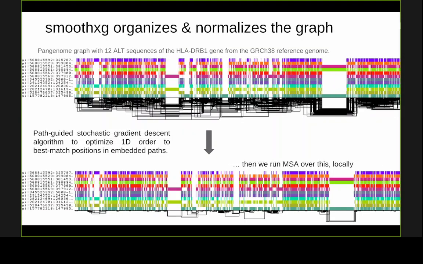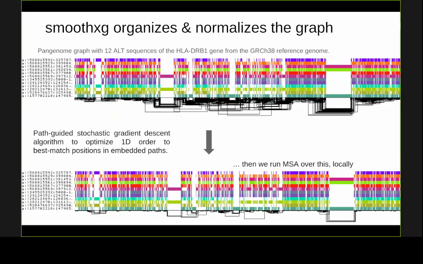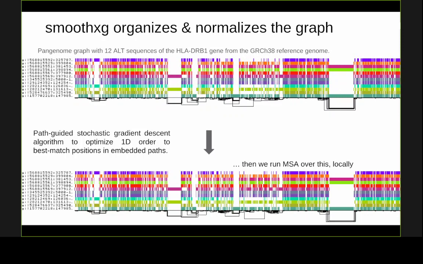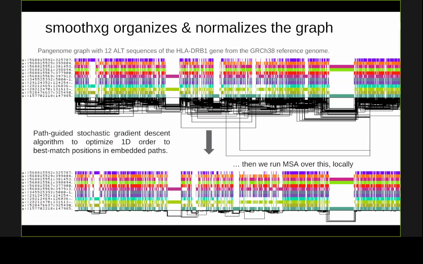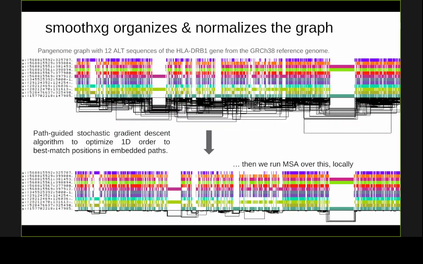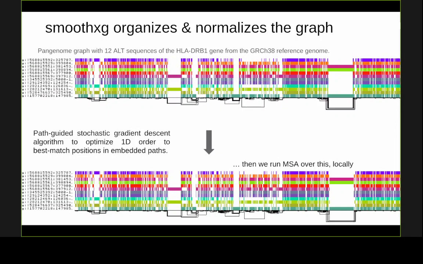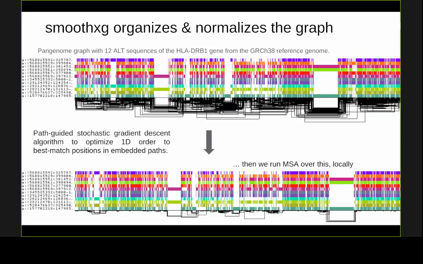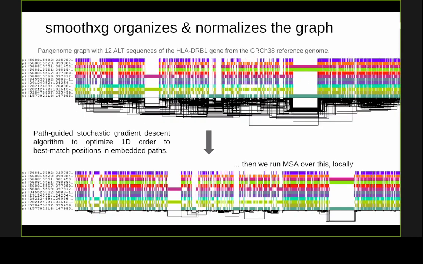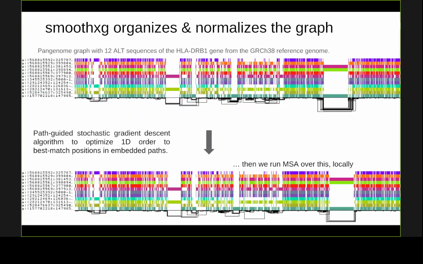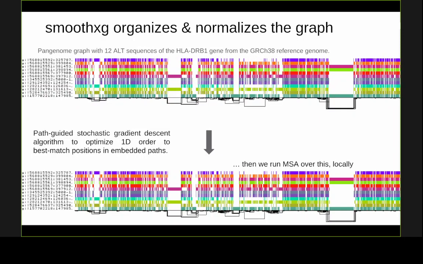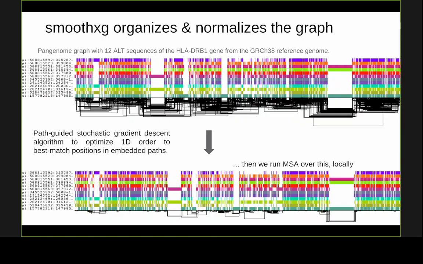Okay, so then, given that graph, it's disordered because it comes out in the order that we see the novel bases in the sequences. And we need to sort it. So we learn, using a stochastic gradient descent type model, an optimal layout in one dimension for the graph. And this optimal layout is guided by the path distances. So it's kind of representing mutual information in all the paths.